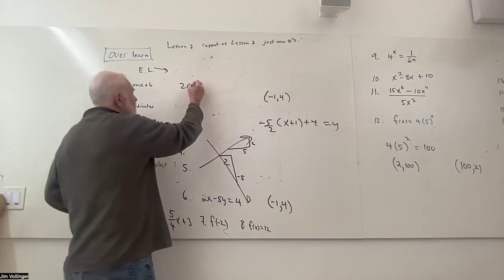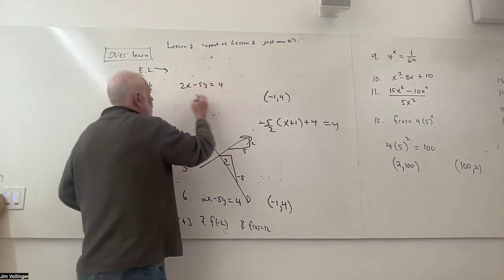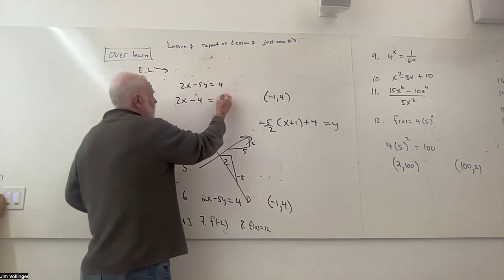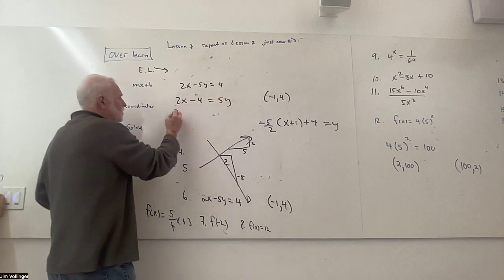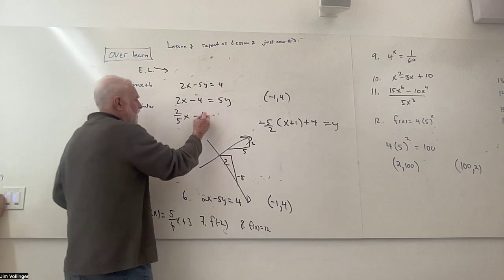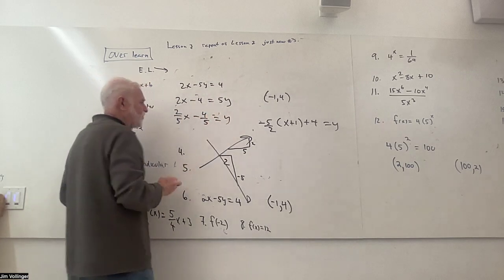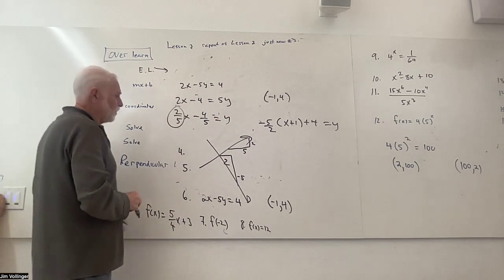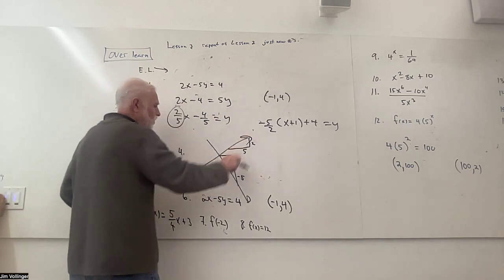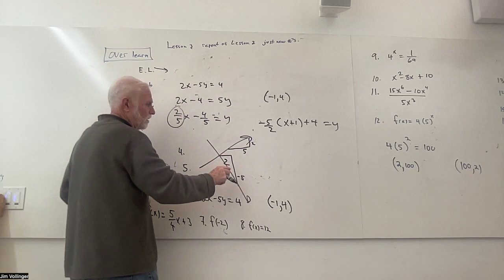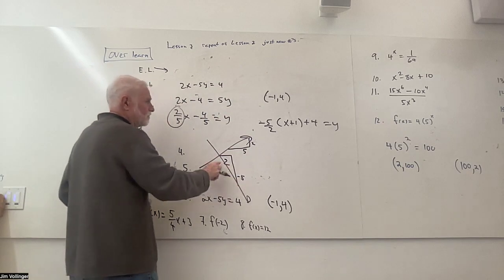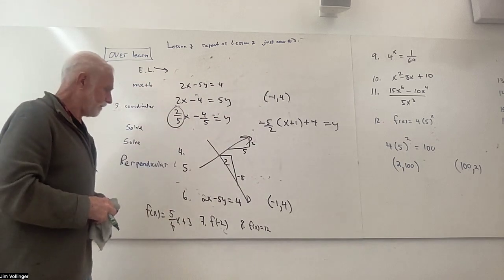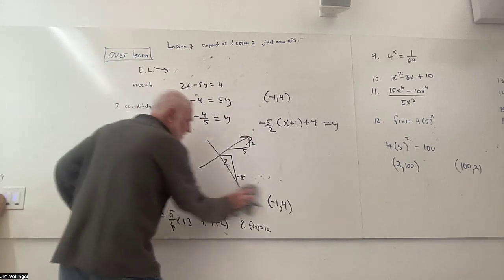So 2x minus 5y equals 4. I don't need to play with this 4, but I will move it to this side. I will move the 5y to the other. I will divide by 5. And I get a new line, and I want to know the rate of change. Then I'm looking here. So what's perpendicular to over 5 up 2? Down 5 over 2. Oh, there it is. There's the perpendicular. Okay, and now I've got this going.